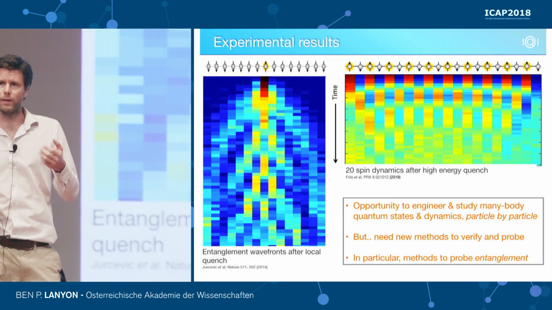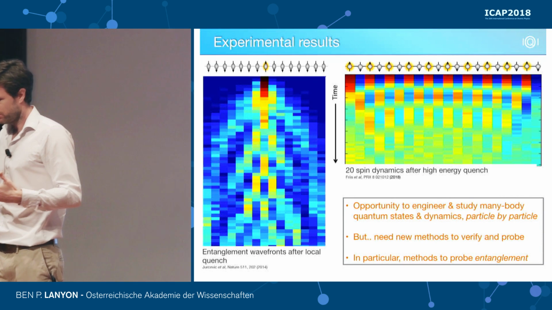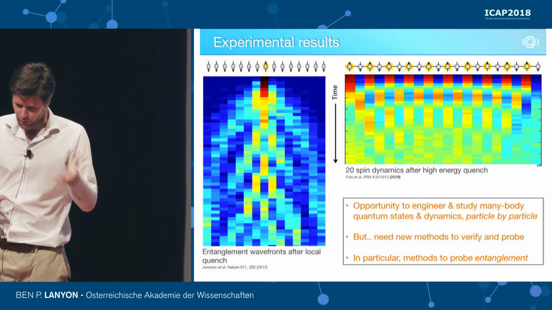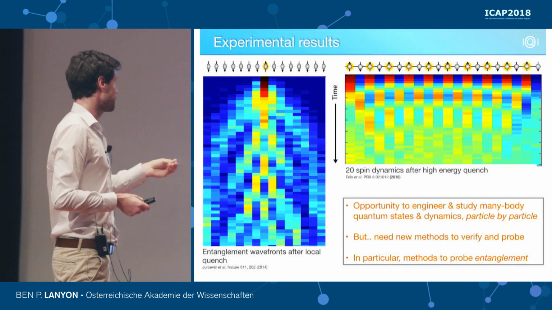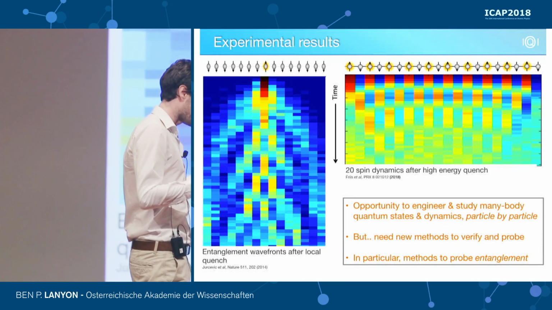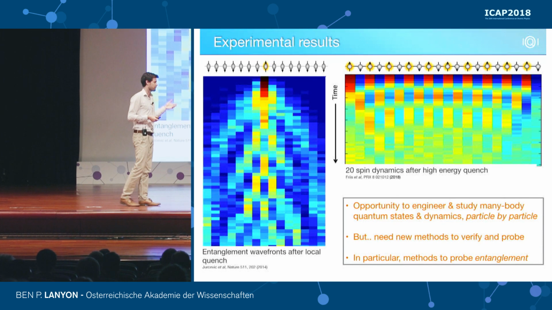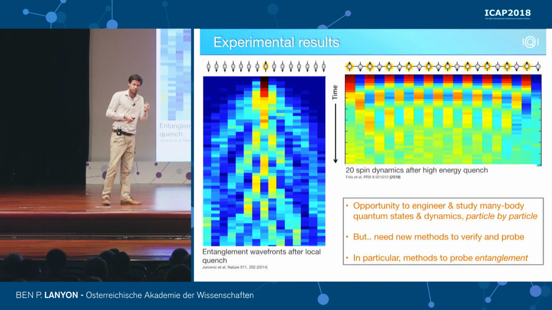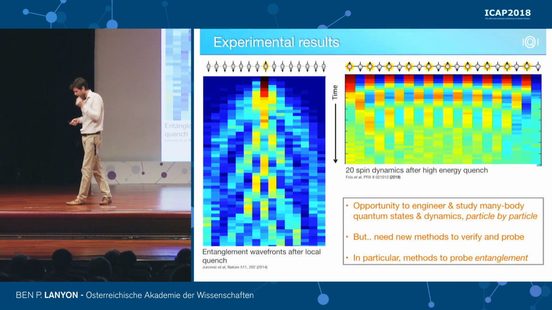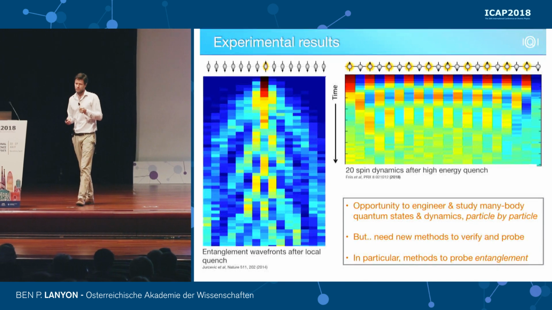But we already need new methods both to verify what's going on in the lab and to probe and access the quantum phenomena that we're interested in. Quantum state tomography and these methods break down. They're too inefficient for these larger systems. In particular, what we want are methods to probe entanglement and the structure of entanglement in these systems.